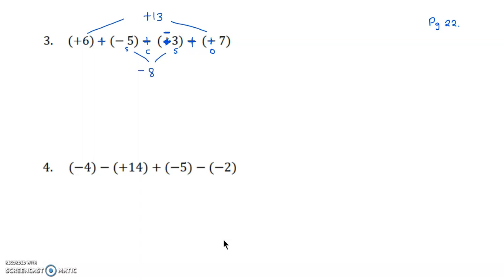And from there I can rewrite 13 plus -8. And now the integer rules for adding change because the signs are different. I have a positive 13 plus a negative 8, which means I have to take subtraction and keep the sign of the higher number. 13 minus 8 is 5, and that's going to be a positive 5.